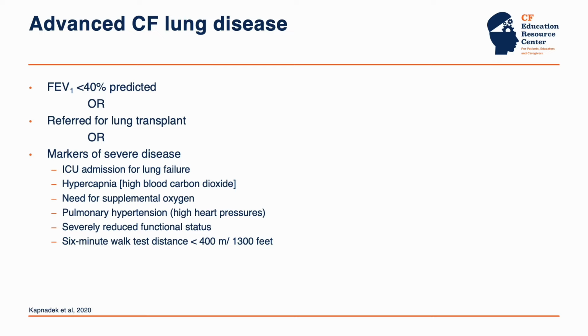Pulmonary hypertension is a condition in which the pressures in the right side of the heart become high as a result of chronic lung disease. And we know that patients with pulmonary hypertension and cystic fibrosis have a shortened survival and have, by definition, advanced lung disease.